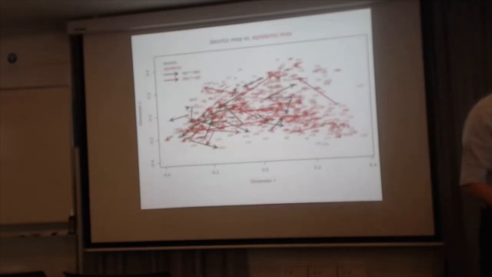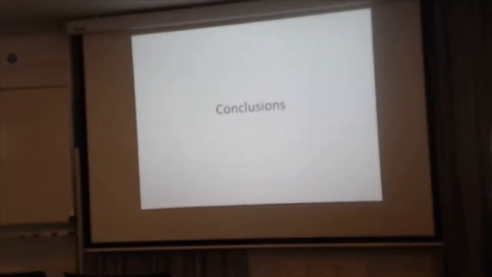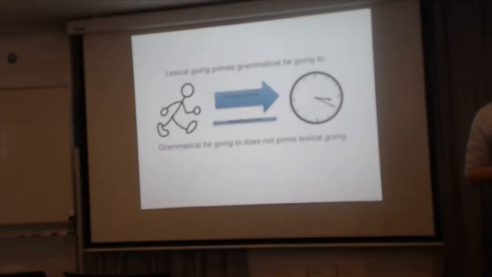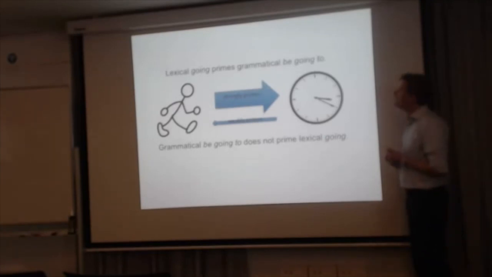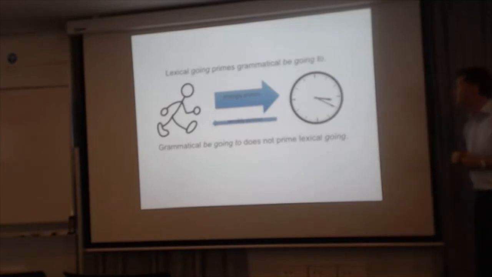All right, so with that, I'd like to come to my conclusions. So the gist of the asymmetric priming hypothesis is that lexical going should prime grammatical be going to, whereas grammatical be going should not prime lexical going.